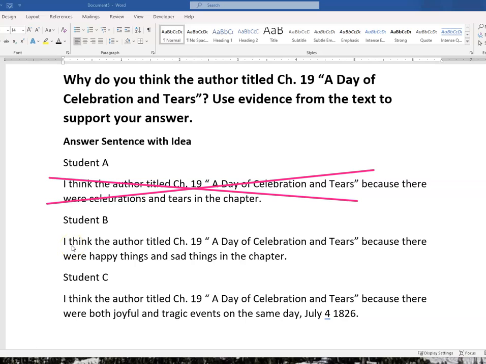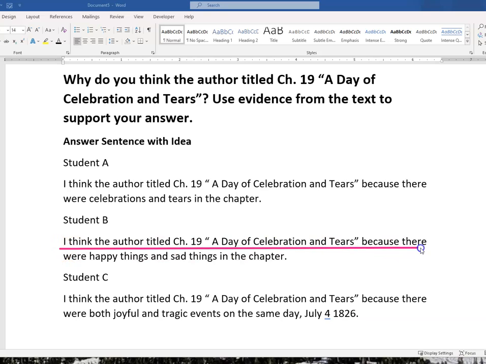Student B did a little bit better. They actually used their own words here. They said, I think the author titled chapter 19, The Day of Celebration and Tears, because there were happy things and sad things in the chapter. I like how they use their own words.